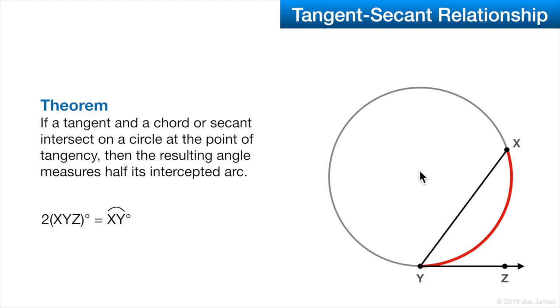Also, if we drew a central angle here from Y to the center of the circle over to X, that's roughly a 90-degree angle, right? But that would measure twice this angle, which is probably about a 45-degree angle. So that's your sanity check.